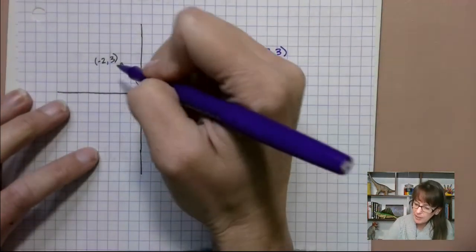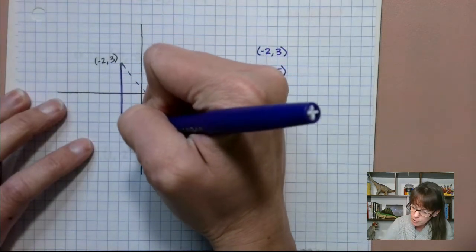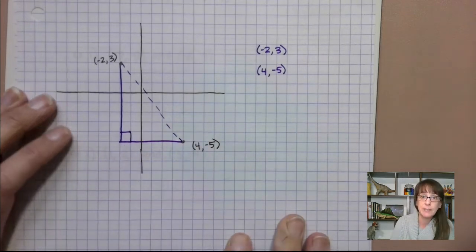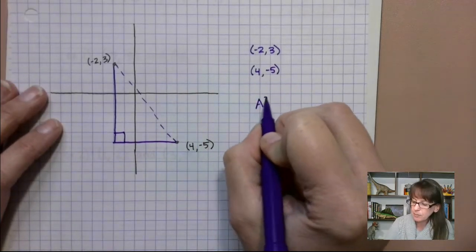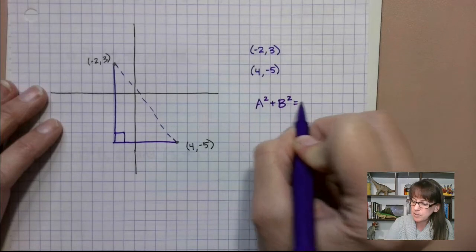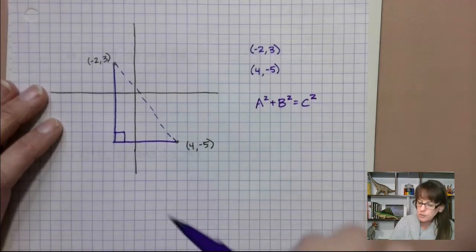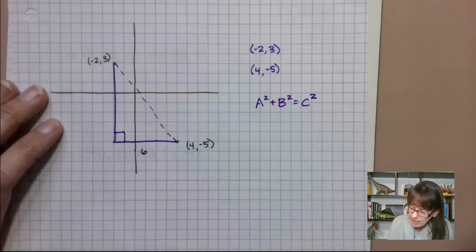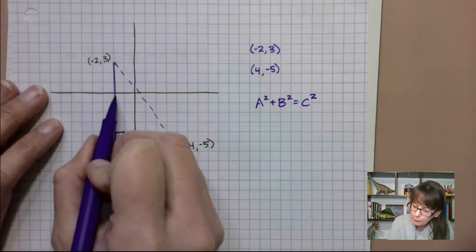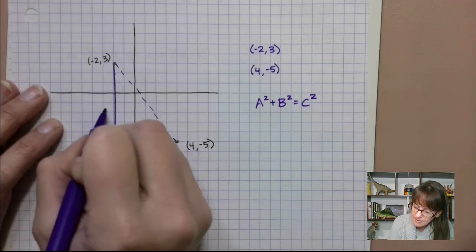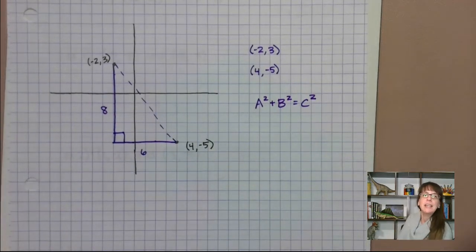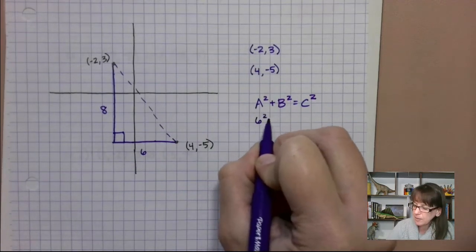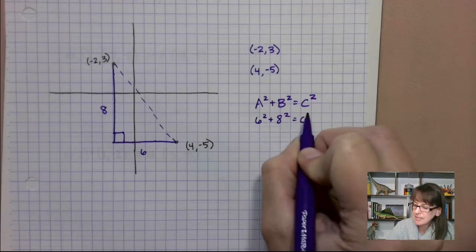Well, what we can do is draw ourselves a right triangle, because if you remember, with a right triangle, we can use the Pythagorean Theorem, which is to say a squared plus b squared equals c squared. All right, so let's do some counting here. We have 2, 4, 6 over here, and then 1, 2, 3, 4, 5, 6, 7, 8. So my legs on my right triangle are 6 and 8. So we're going to say 6 squared plus 8 squared equals c squared.